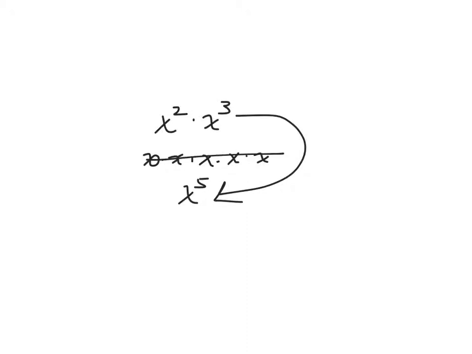If I had x squared times x cubed, wouldn't that mean x times x times, what's x cubed? X times x times x. Well, now what do I have if I have x times x times x times x times x? I have x to the fifth. So what are we going to do with the exponents when the bases are the same? We're going to add them. To go from here to there and skip this, we want to add the exponents.